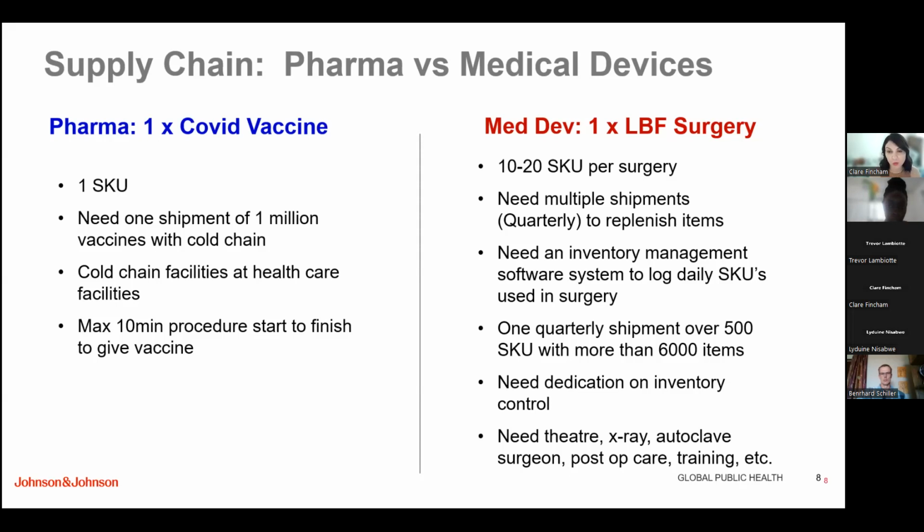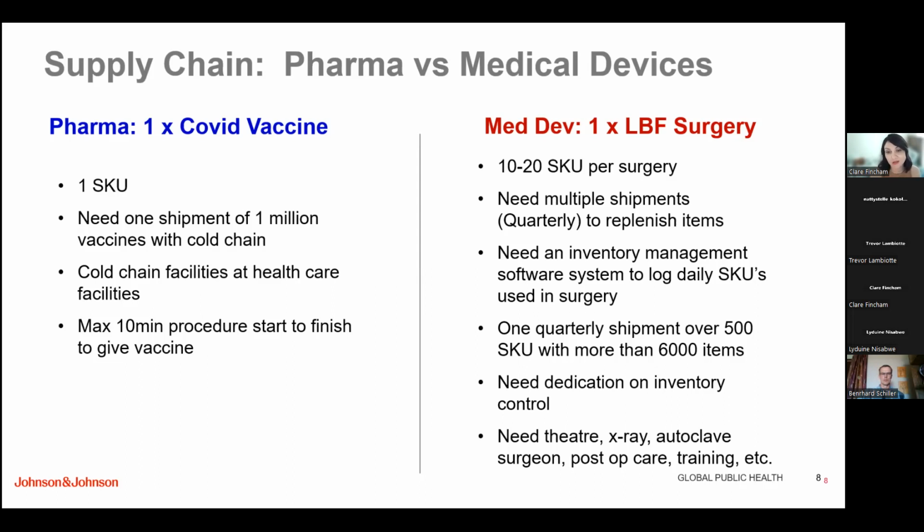If you take one orthopedic surgery, you will need about 10 to 20 SKUs per surgery. You will need multiple shipments quarterly to replenish the stock. You need an inventory management system, which is probably a software system, and most low and middle income countries do not have such a system. They use manual counting. And then you need quarterly shipments. Our quarterly shipments are anything between 500 to 600 SKUs with more than 6,000 items. And you obviously need dedication from the hospital and the nurses to run this inventory management system.